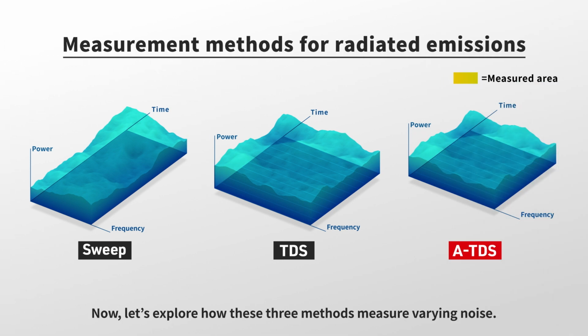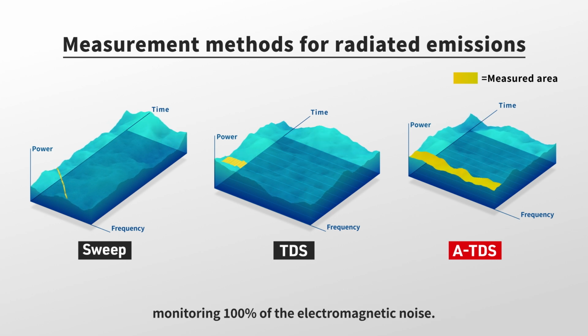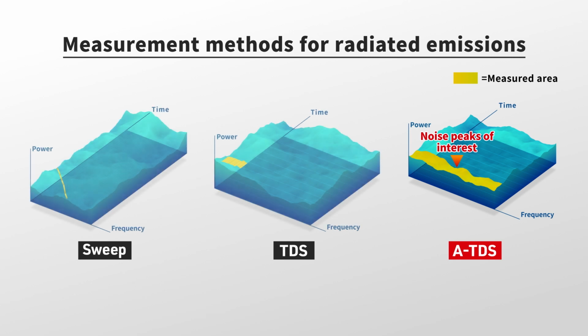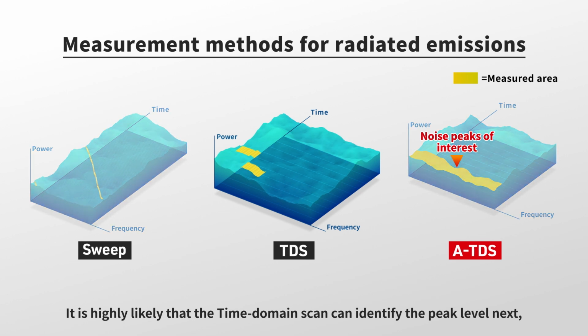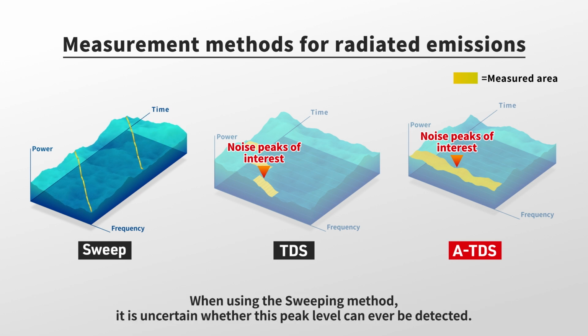Now, let's explore how these three methods measure varying noise. The accelerated time domain scan can rapidly and accurately capture the highest peak level of emitted noise, monitoring 100% of the electromagnetic noise. It is highly likely that the time domain scan can identify the peak level next, as the area where noise is left unmeasured is smaller than with the sweeping method. When using the sweeping method, it is uncertain whether this peak level can ever be detected.